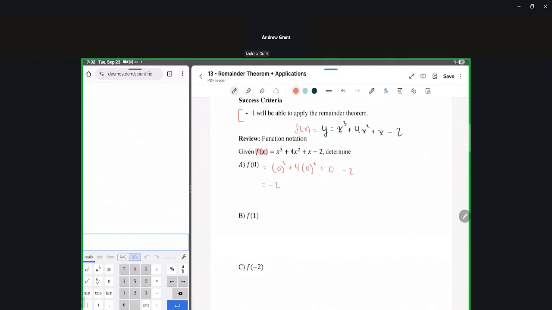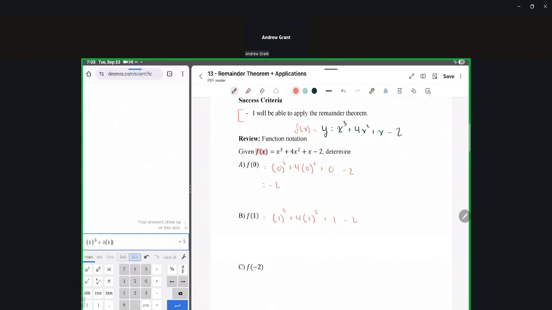Okay. The next one, letter B, will be f of 1. And so this is going to be 1 to the power of 3 plus 4 times 1 to the power of 2 plus 1 minus 2. And again, at this point, I'm going to be using the Desmos scientific calculator today. So if you want to follow along with that, you can pull that out or just have your own calculator. You can always use Desmos to type these things in if you don't want to try to figure these things out manually, which I would encourage.